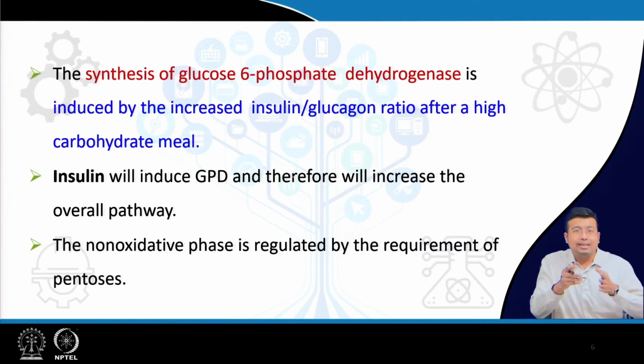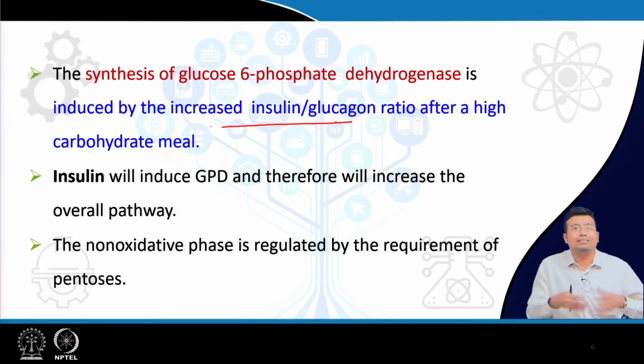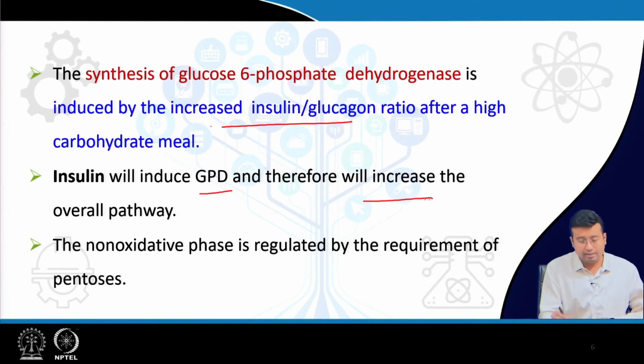Since it is an anabolic process, we extrapolate the concept we learned in the second lecture, the regulation of enzyme action by covalent and hormonal modification. When a process is anabolic, what hormone in what form will help its progress? Anabolic: insulin, dephosphorylation. The rule applies here also. The synthesis of glucose 6-phosphate dehydrogenase is induced by an increased insulin to glucagon ratio, which means the more insulin there is, the more active the pathway. When is the insulin level high? After a carbohydrate rich meal. When the body is rich in carbohydrate, insulin goes up and helps this pathway. Insulin will induce glucose 6-phosphate dehydrogenase and overall increase the rate of the pathway.